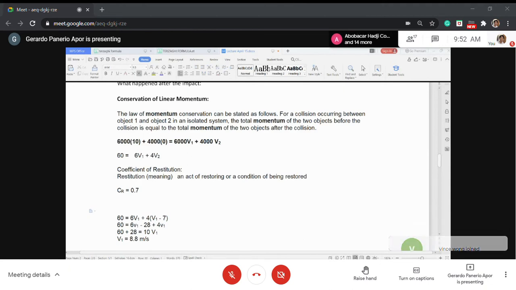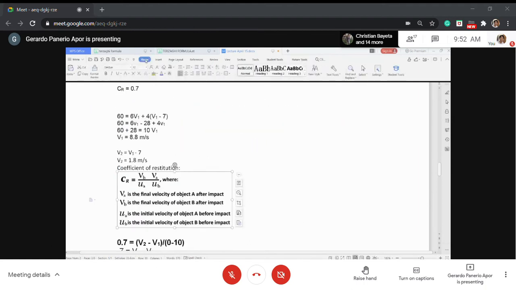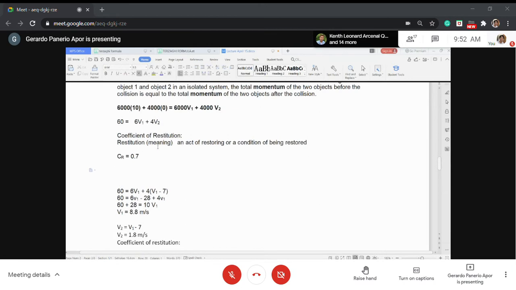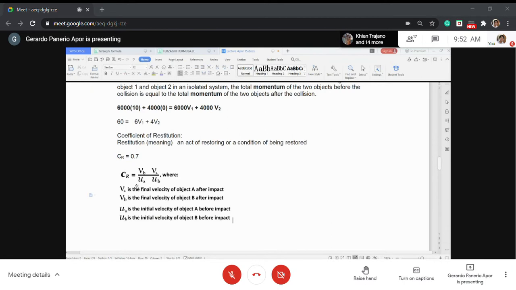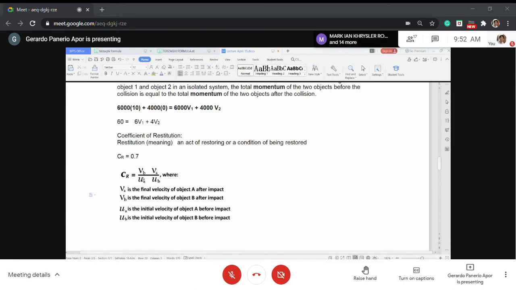Okay, so we will continue. If the coefficient of restitution is 0.7, then we go to the definition of the coefficient of restitution. The C sub R is already given in the problem here, but we will solve back the formula of the coefficient of restitution. The formula is simple.